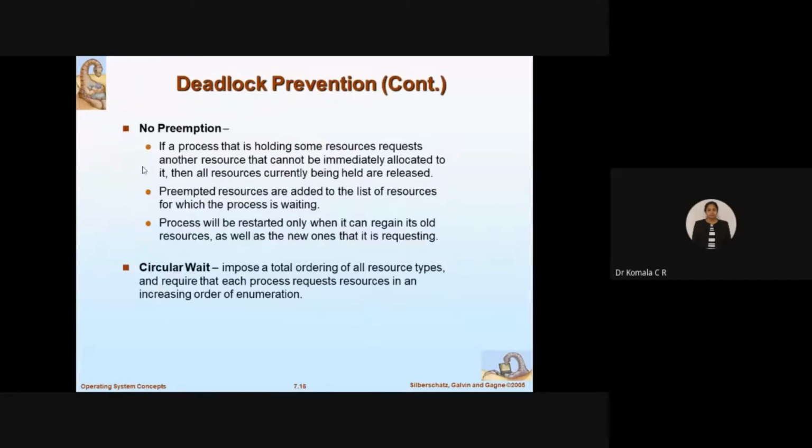That was the second technique. Now the third technique is no preemption. The fourth technique is to handle the circular wait. So coming to the third one here: what is no preemption? Preemption means trying to postpone. No preemption means you are not trying to postpone; you are not preempting at all.